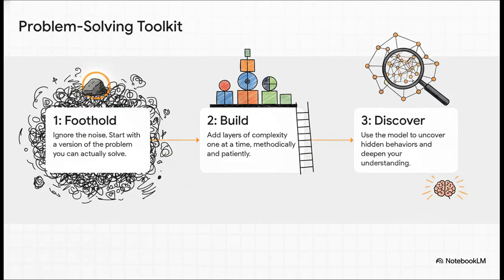Here it is, your toolkit. It's just 3 steps. Step 1, find a simple foothold. Ignore all the noise and start with a version of the problem you can actually solve. Step 2, build incrementally. Add 1 layer of complexity at a time, no giant leaps. And step 3, refine and discover. Use the model you've built to uncover those hidden behaviors and really deepen your understanding.